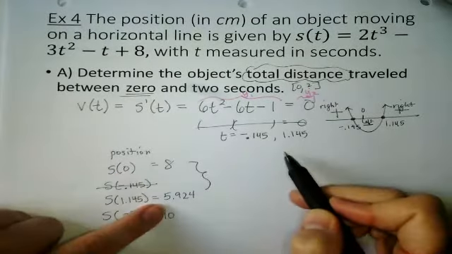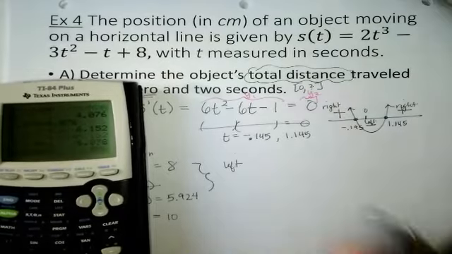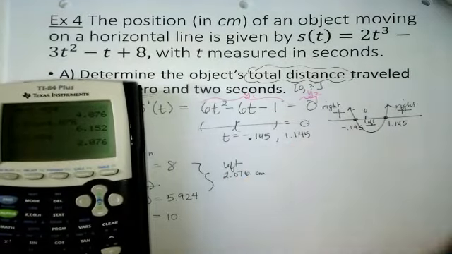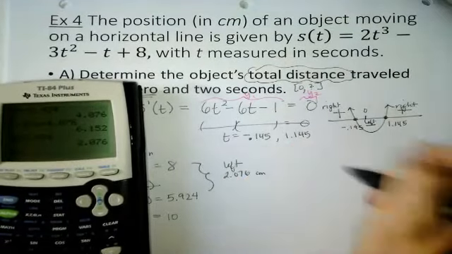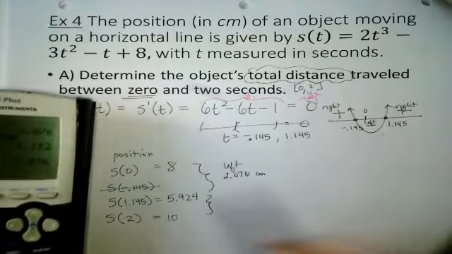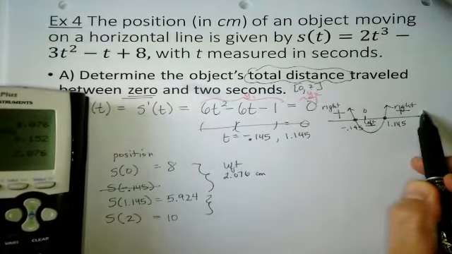So he's moving left. Let's see how far. I'm just going to subtract 8 minus 5.924, and I get 2.076 centimeters. So he's moving at 0 seconds. He starts at 8, and then he moves to 5.924, so that he traveled a distance of 2+ centimeters. And then at 1.45, he switches, and now he's moving to the right.